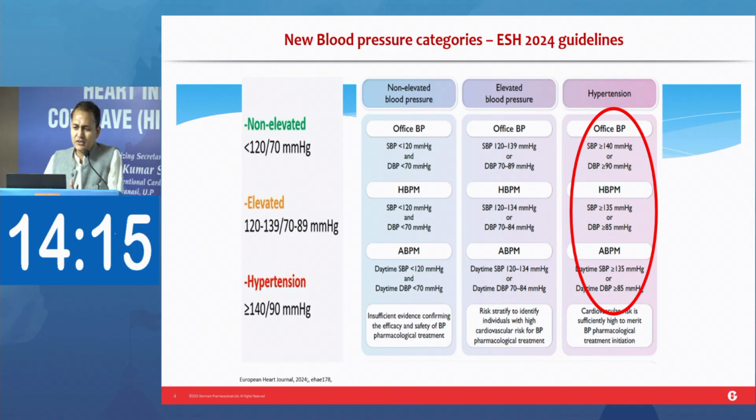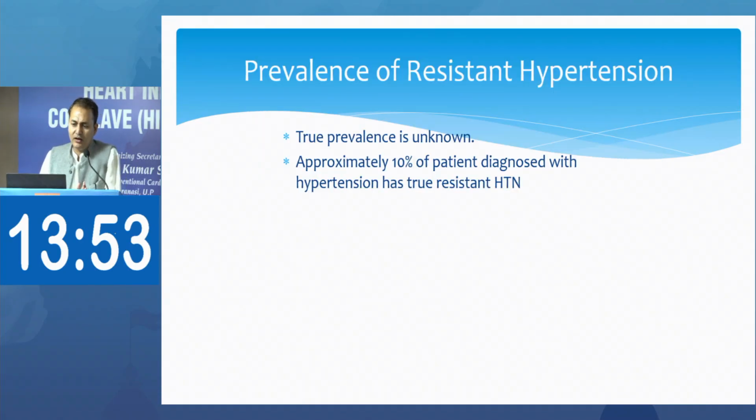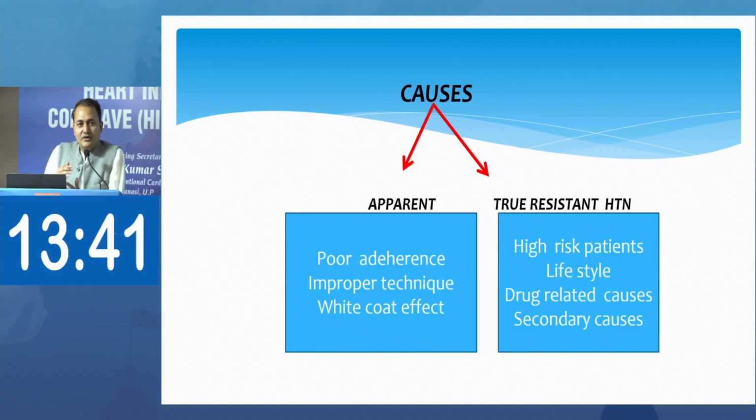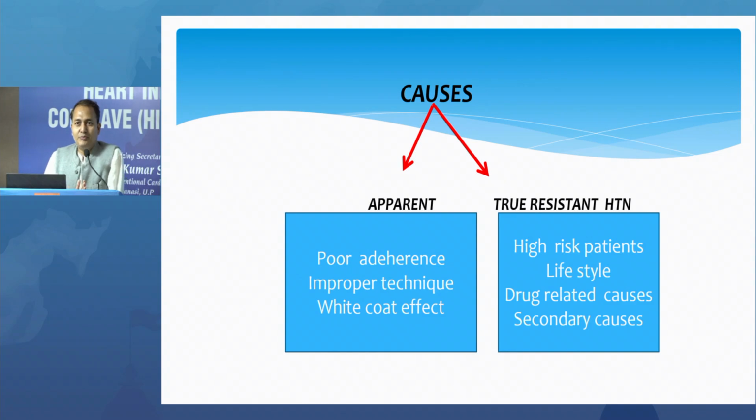This is a slide showing the ESC 2024 guidelines for non-elevated, elevated and hypertension. Less than 120/70 is non-elevated. Elevated is 120 to 139, and if blood pressure is more than 140 systolic and 90 diastolic, it is diagnosed as hypertension. Before we go to diagnosing a patient as resistant hypertension, the prevalence is around 10 to 20%, and there are conditions where actually there is not a resistant hypertension, but there are factors responsible that blood pressure is not controlled.